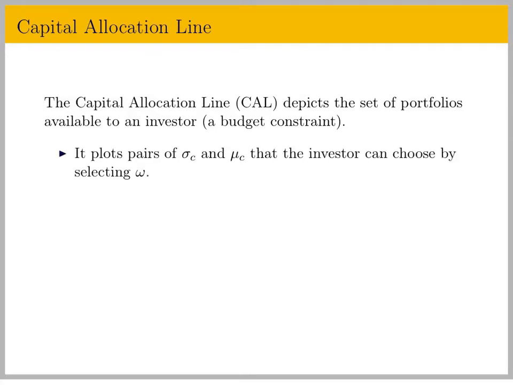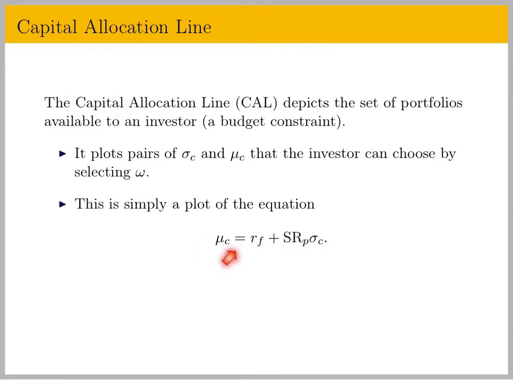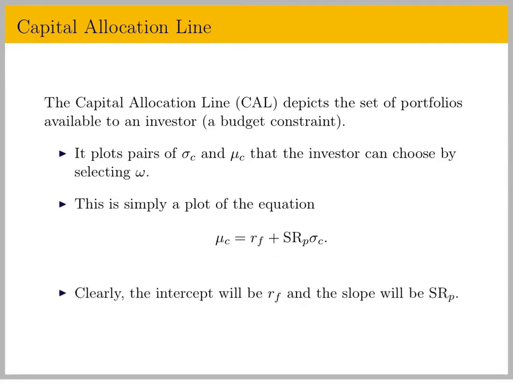In this case, the capital allocation line is plotting pairs of sigma and mu that the investor can choose. And really, the investor chooses them by selecting some omega. Recall that both mu sub c and sigma sub c are functions of omega. As I mentioned above, this is simply a plot of the equation that we've derived previously. So this is the capital allocation line right here.